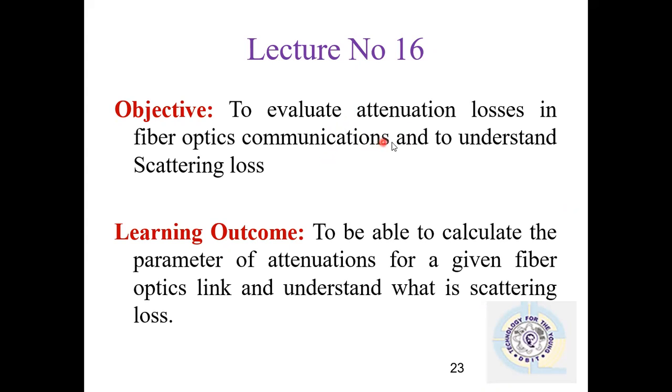Once we finish that, we will be starting with the second category of attenuation loss, that is the scattering loss. The learning outcome is that you will be able to calculate the parameters of attenuation for a given fiber optic link. Suppose sometimes the loss is given to you and you need to find out till how much length this attenuation loss will sustain, like without using any repeaters, how much length can I transmit my signal. So there are various parameters related to attenuation.